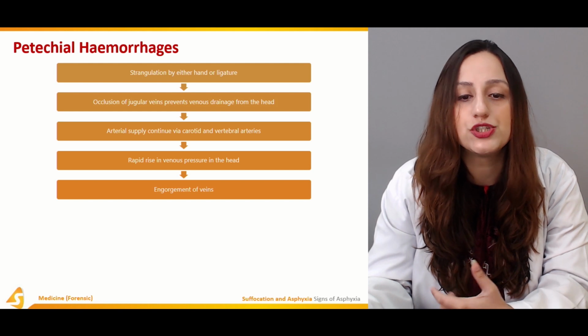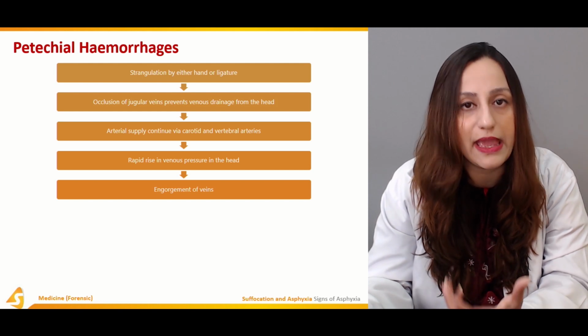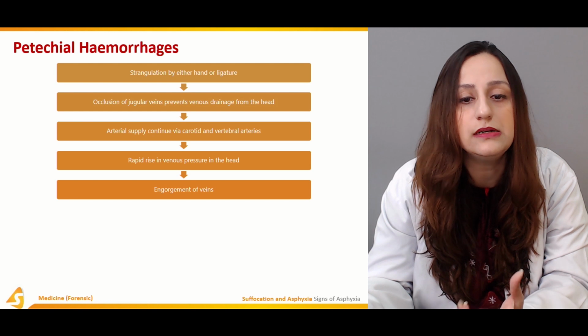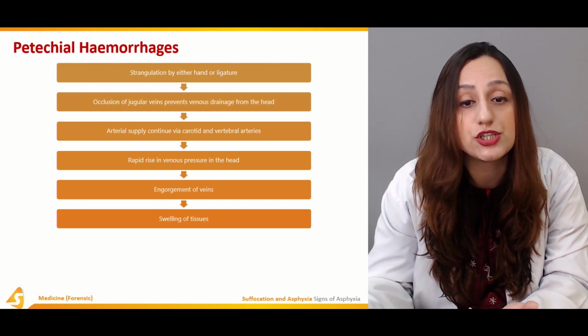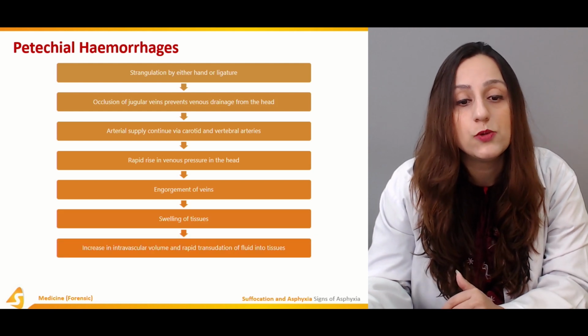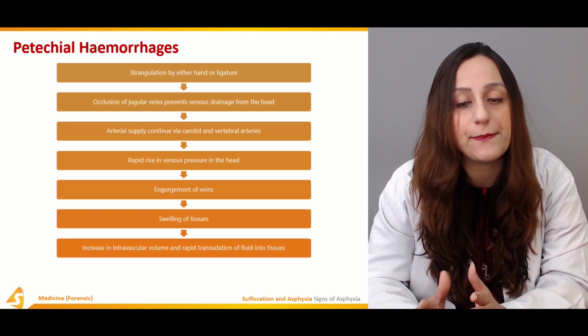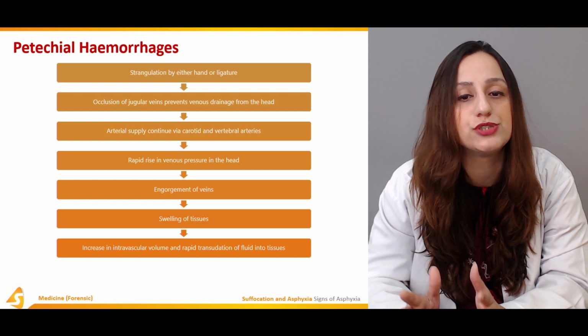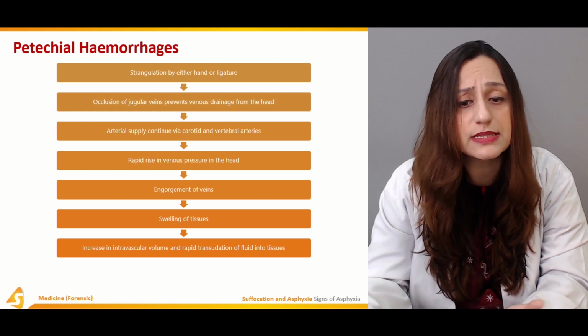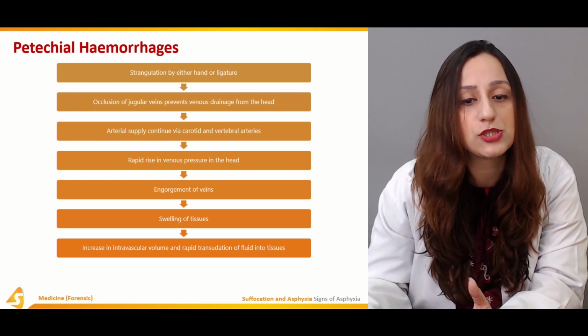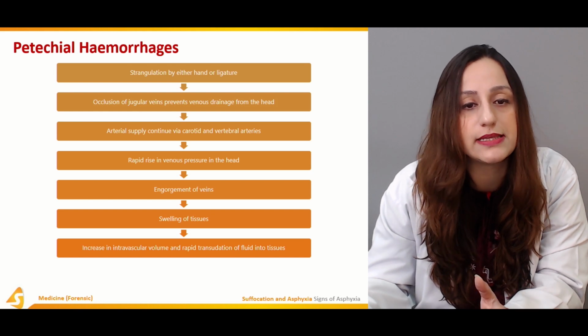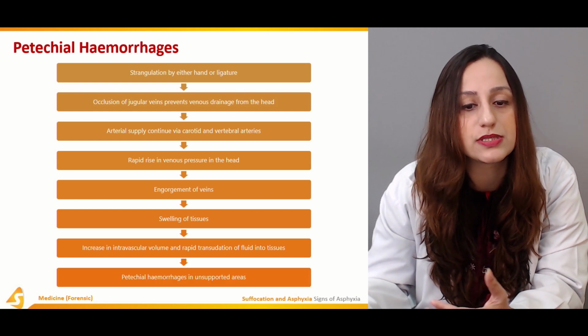Then we have the engorgement of the veins, which is seen in the neck and can be seen even in the face of the person, and the swelling of the tissues is caused over here, which is followed by the increase in the intravascular volume and the rapid transudation of the fluid into the tissues. So these are basically the underlying events that occur whenever petechial hemorrhages are formed.